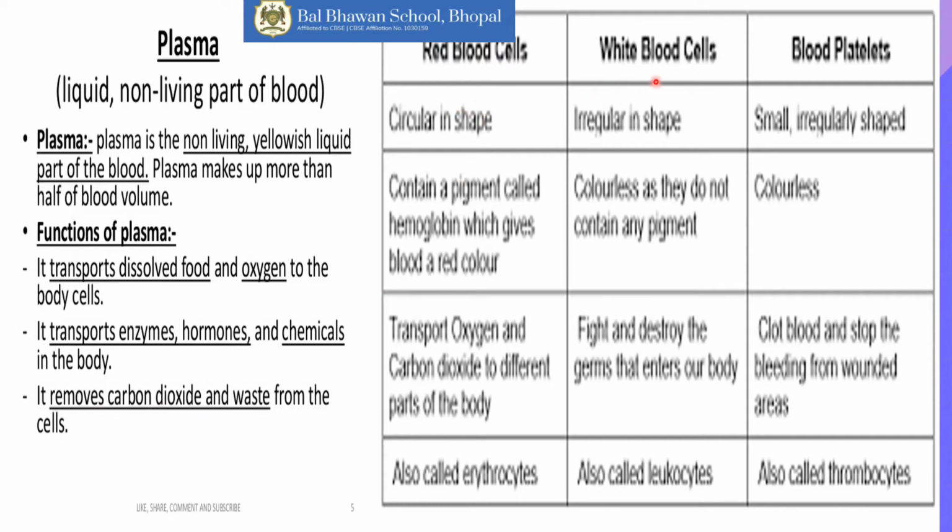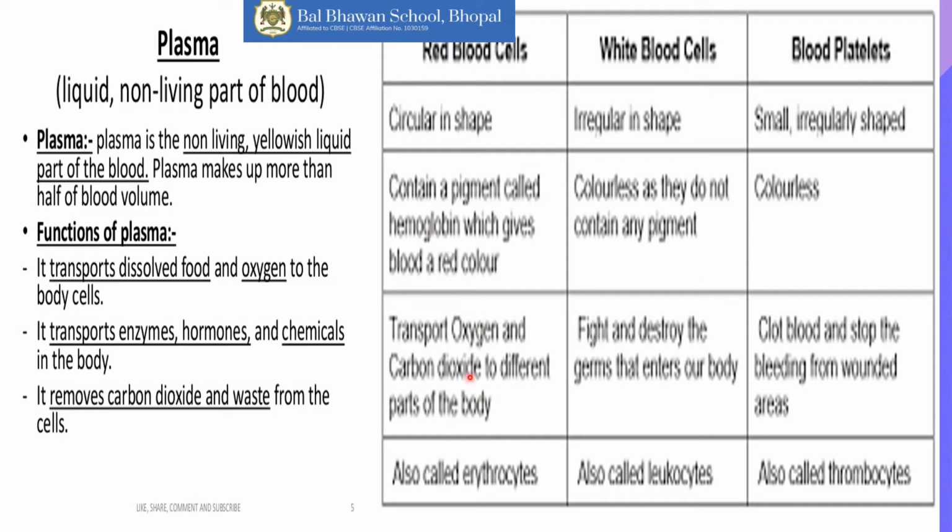Now let us quickly compare three types of blood corpuscles or blood cells: RBC, WBC, and blood platelets. When we talk about the shape, RBCs are circular in shape, WBCs are irregular in shape, and blood platelets are actually fragments. They are very small and they are irregular in shape. RBCs contain a pigment called hemoglobin, which gives RBCs a red color. WBCs, as the name suggests, are white in color because they do not have any respiratory pigment. They are colorless. Blood platelets are also colorless.